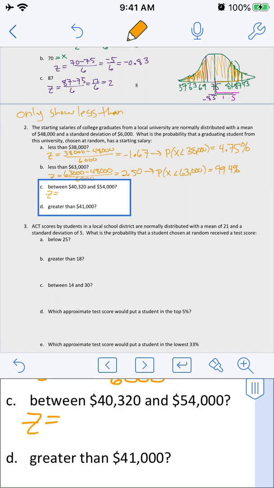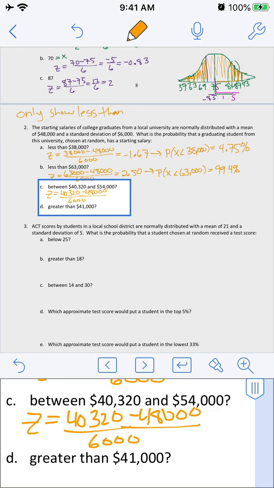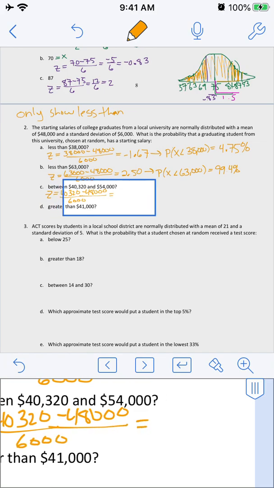Well, let's at least get the picture. Let's get the z-scores and see what they're saying. One is obviously going to be less than the mean, so it's going to be a negative number. The other one is going to be greater than the mean. Not a guarantee, but I can see that here. So let's get those z-scores. 40,320 minus 48,000 divided by 6,000 gives negative 1.28.